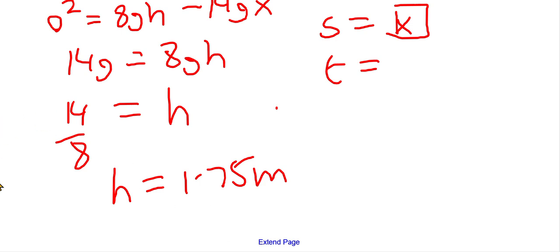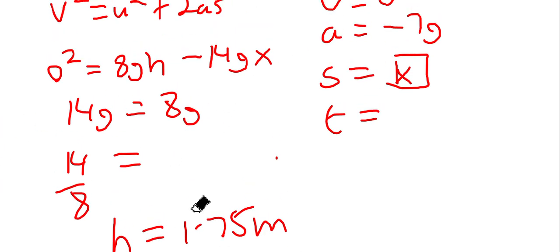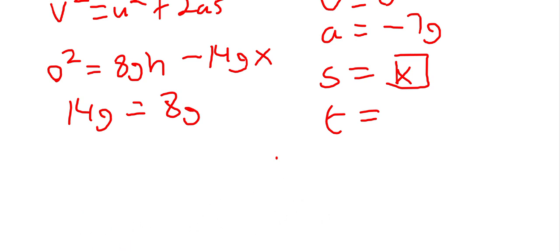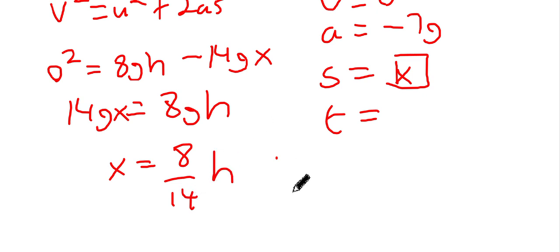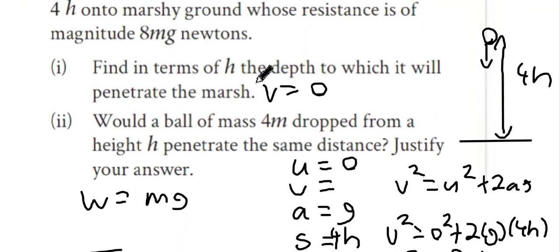I made two mistakes there, oddly enough. That's meant to be an x. Yeah, I see the issue, I messed that up. So it's 14gx, isn't it, and 8gh. The g's cancel, and the x will equal 8 over 14 h, which is 4 over 7 h. And that's my answer for part 1 in terms of h.